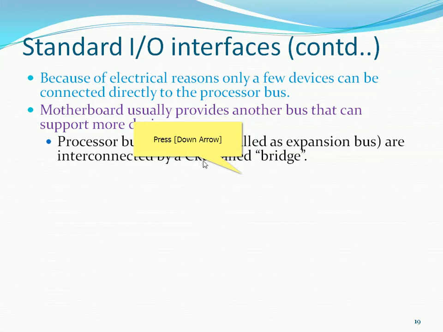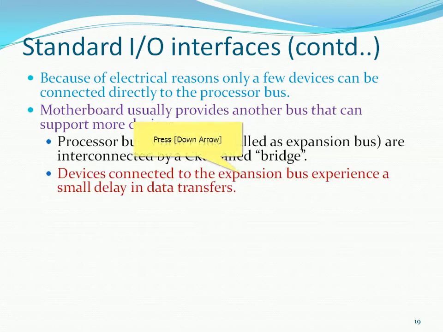So that will be bridged through this bridge circuit. The devices connected to the expansion bus experience a small delay in data transfer, because these devices are electromechanical devices. The processor is a purely electronic device, so it is inherently faster, whereas the devices are inherently slower. That is why some delay will be introduced between the processor and the devices.